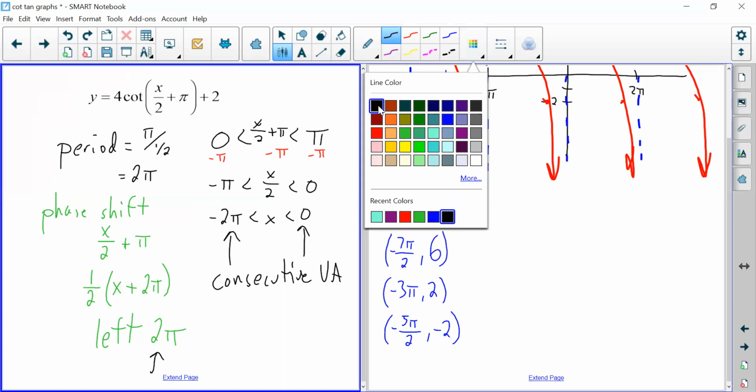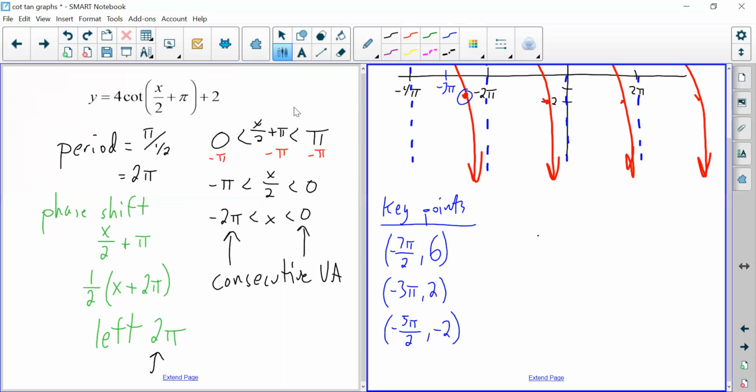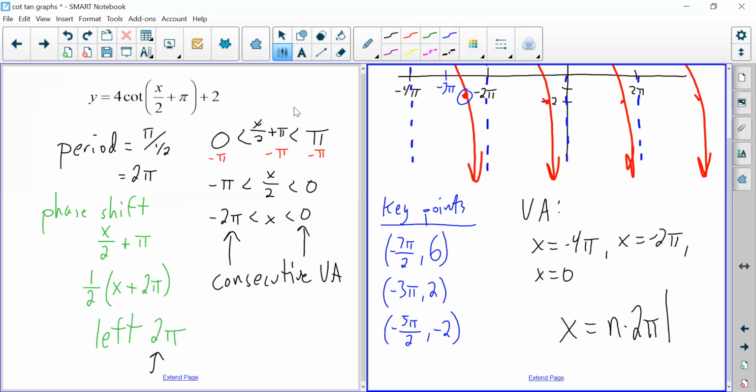Vertical asymptotes. Well, they occur at x equals negative 4 pi, x equals negative 2 pi, x equals 0, and on and on. So in general, any amount, so that's n, of a 2 pi, that will account for all possible vertical asymptotes.